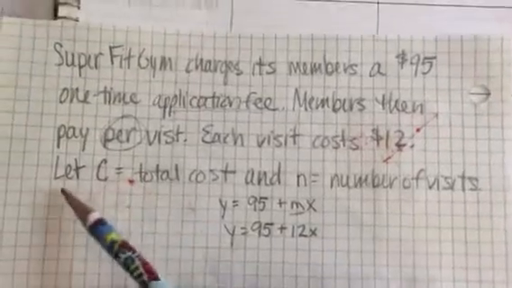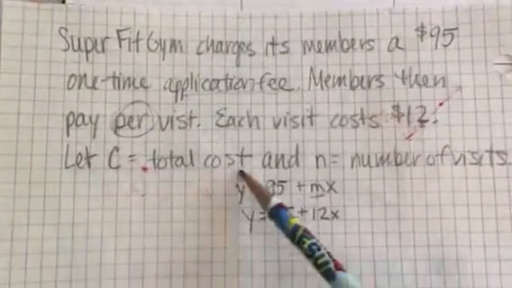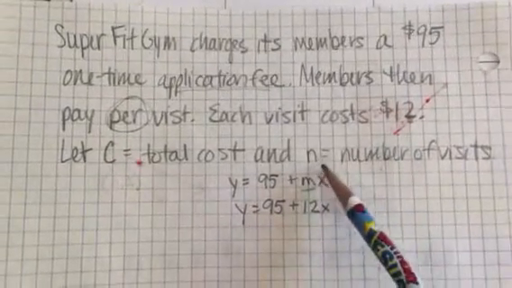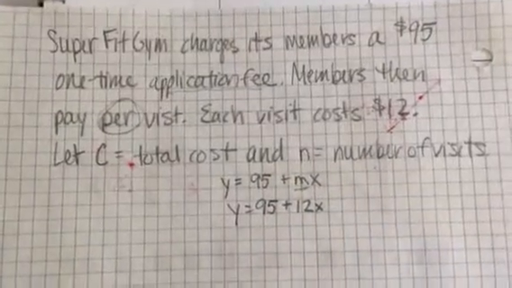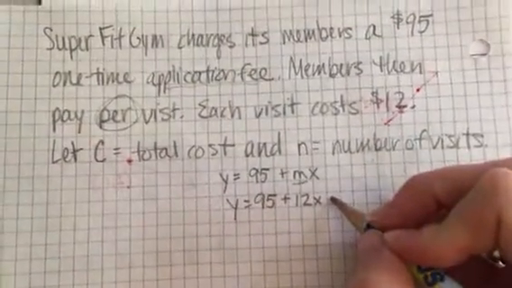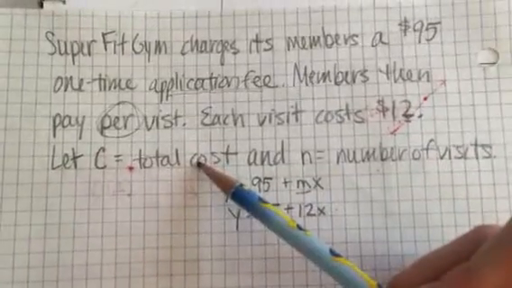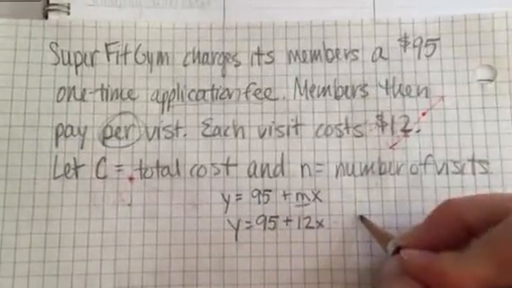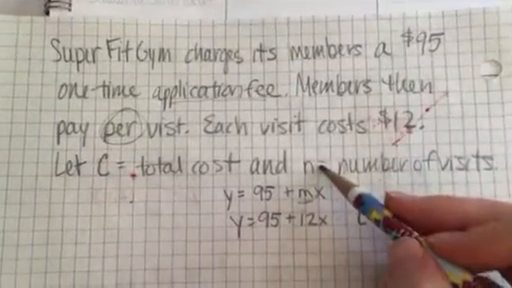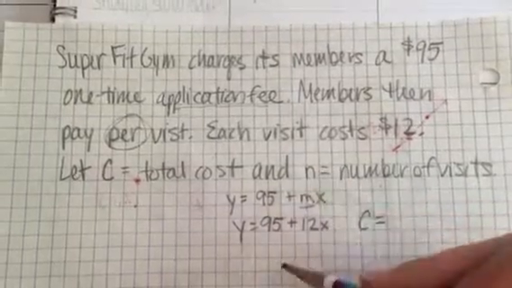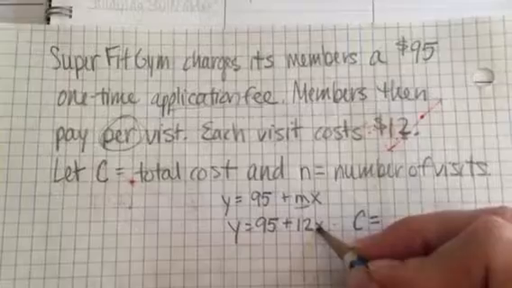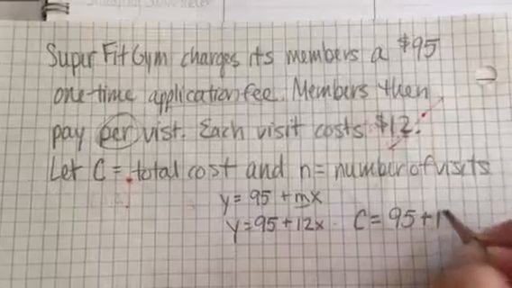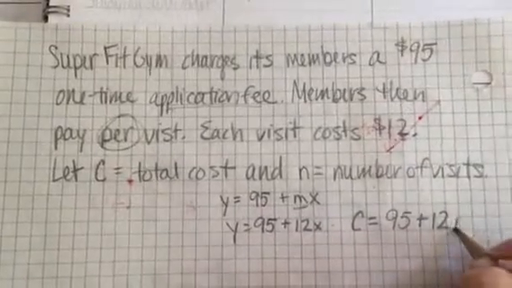Now if you notice, continue reading, let C equal total cost and N equal number of visits. Sometimes you'll see this in problems. They tell you which variables they want you to use. So I'm just going to rewrite this using the variables that they told me to use. If C is the total cost, that's going to take the place of my y, my dependent variable. And my number of visits is what's changing, what I can control. And so that would be taking the place of my x, my independent variable. So my equation would be C equals 95 plus 12n.